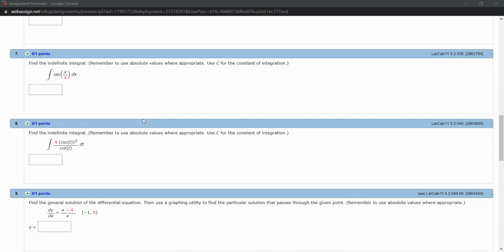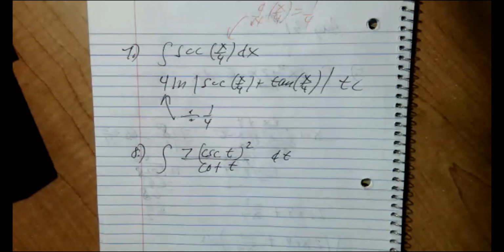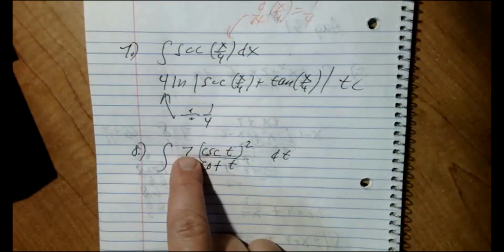Yeah, I think they had a different number, but it's basically the same problem. So their number was 7, but whatever. It was cosecant of the t squared all over cotangent. The one that I have is the 4, and the one that somebody was asking about was a 7. Not going to change the problem.